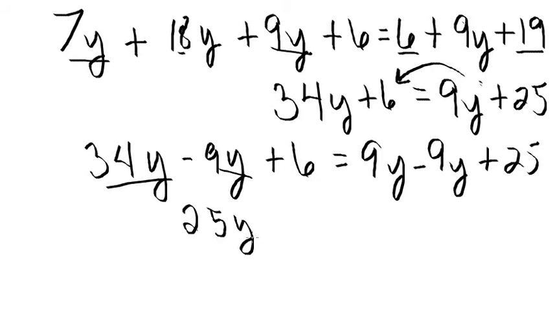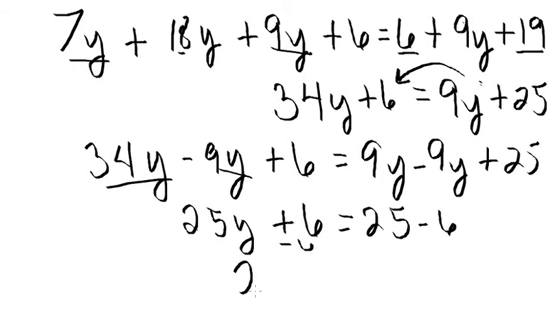25y plus 6 is equal to 25. And now we could subtract 6 from both sides. Right, subtracting 6 from both sides, we end up with 25y is equal to, is that 19? Yeah, 19.